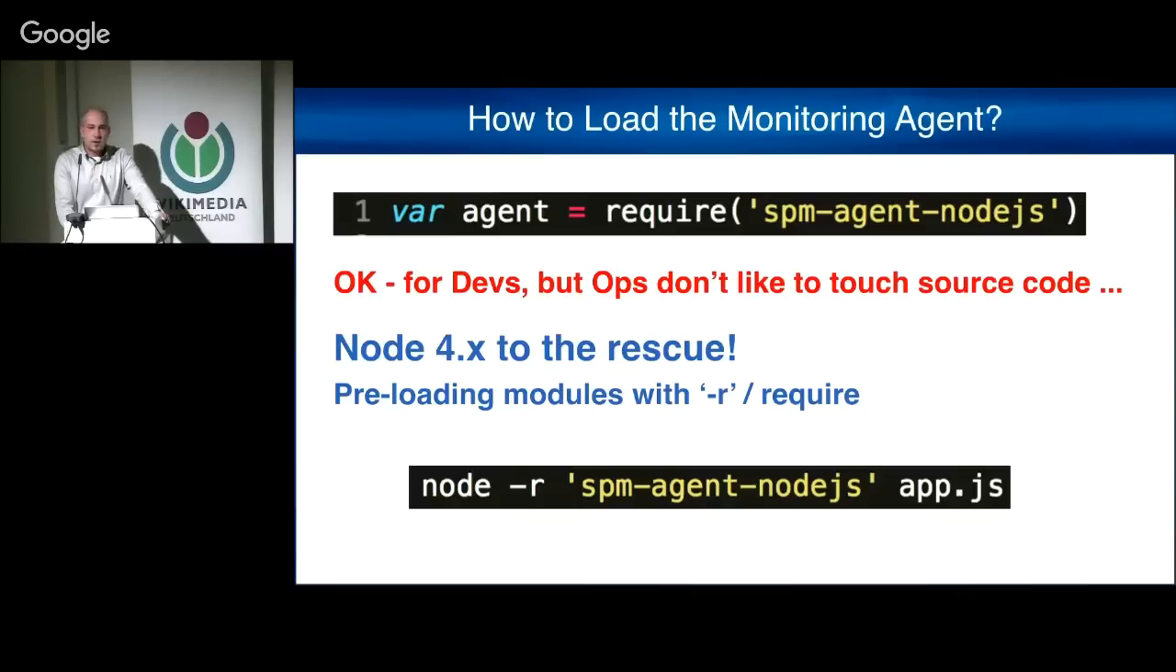And since I think IO.js 1.6, there was a new function in Node.js where you can require a module before the Node.js program starts itself. So this is very nice. You can start node -r and specify the module you'd like to load, and then you load your actual program. Very cool feature in Node 4.